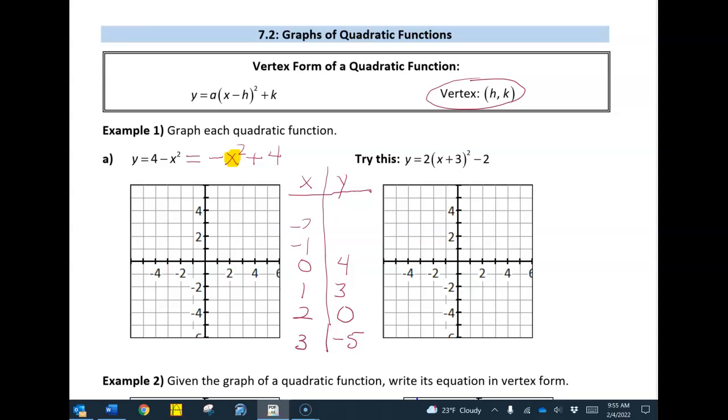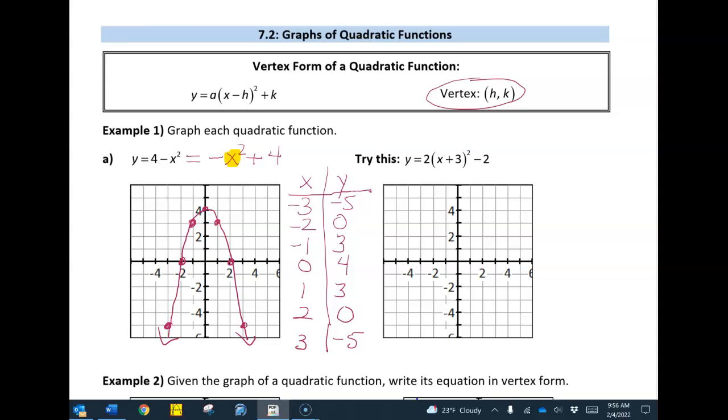Now, if we choose values on the other side of 0, that is smaller than 0, we'll get the same results, right? Because when we square positive 1 or we square negative 1, you get the same result. So they'll give us 3, 0, and negative 5. So now we can plot all of our points. Negative 3, comma, negative 5. Negative 2, comma, 0, negative 1, comma, 3, 0, 4, 1, 3, 2, 0, and 3, negative 5. And then connect those together with a nice smooth curve, and we have that nice downward facing parabola.